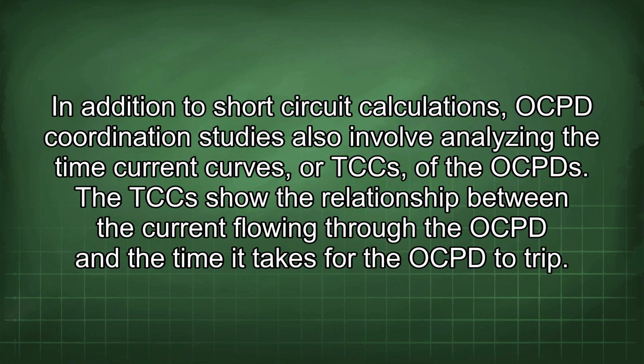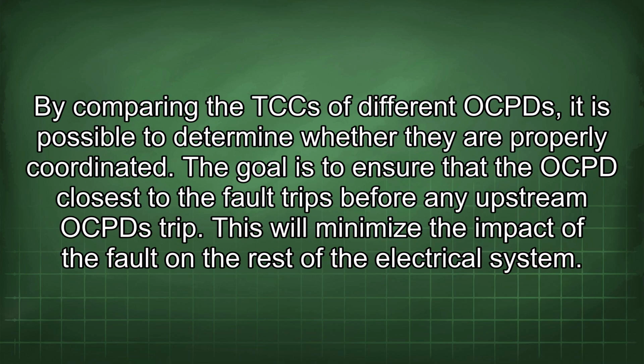In addition to short-circuit calculations, OCP coordination studies also involve analyzing the time current curves, or TCCs, of the OCPs. The TCC shows the relationship between the current flowing through the OCP and the time it takes for the OCP to trip. By comparing the TCCs of different OCPs, it is possible to determine whether they are properly coordinated. The goal is to ensure that the OCP closest to the fault trips before any upstream OCPs trip. This will minimize the impact of the fault on the rest of the electrical system.